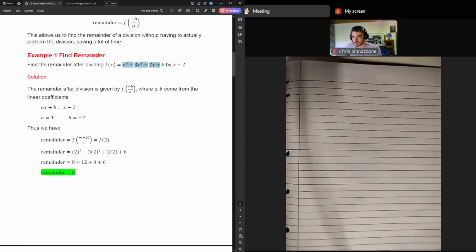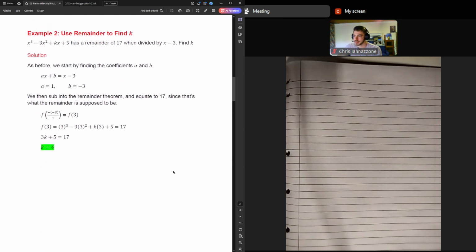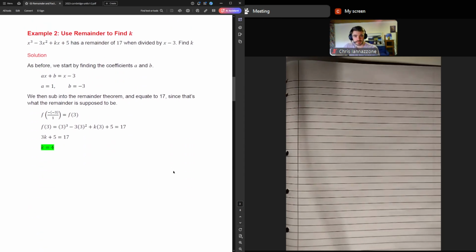F of 2 just means replacing every x in f of x with x equals 2. And so you replace all those 2's, you simplify, and that gives you a remainder of 6. So without having to do this polynomial division, you would know already off the bat that your remainder after division would be 6. This has another use case.